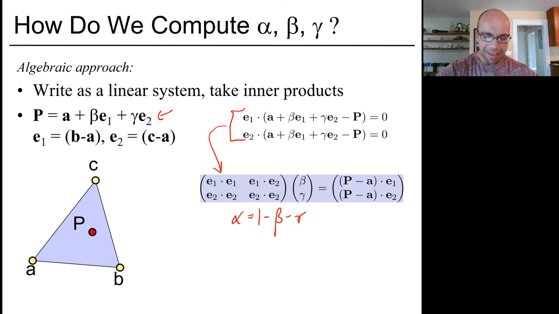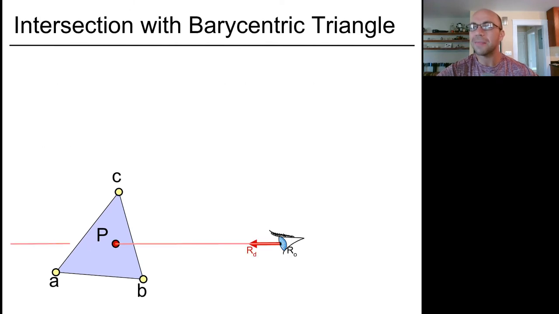Okay, but what we're really after today is not just to find the barycentric coordinates of a point in a plane, but rather to intersect a ray with a triangle. And this is close, but it's not quite the same. So again, we can think of P of T as our ray.